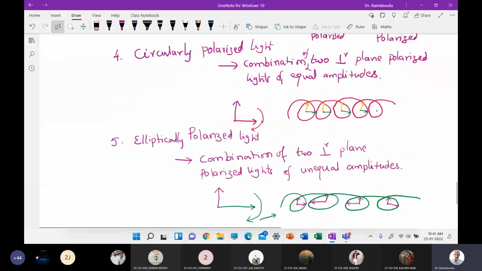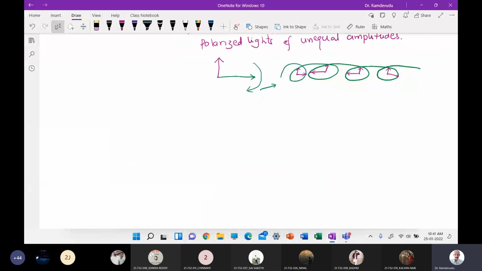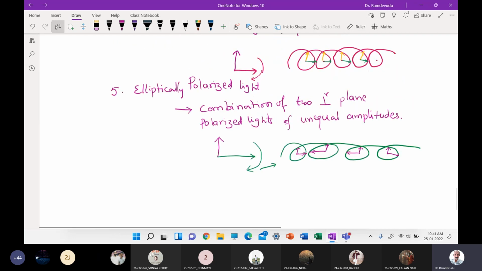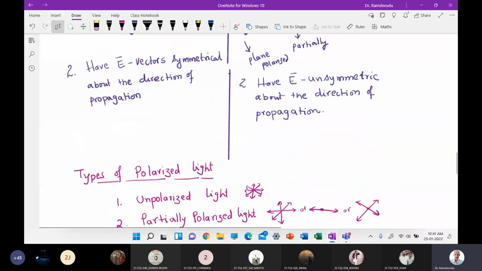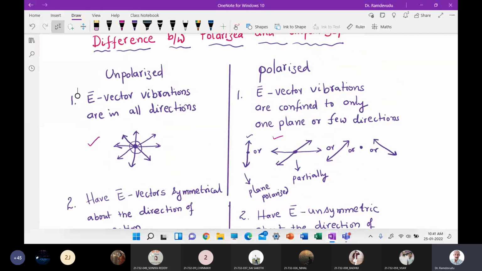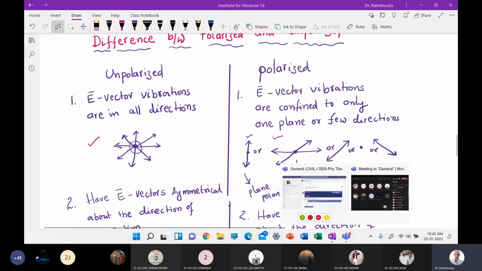So in the next class, we will look at two important laws, namely Malus law and Brewster's law. And we will also look at different kinds of crystals and different methods of production of polarized light. In this class we could only cover the different types and definitions and distinguish between polarized and unpolarized lights. We could not move further, but in the next class we'll see more about this.